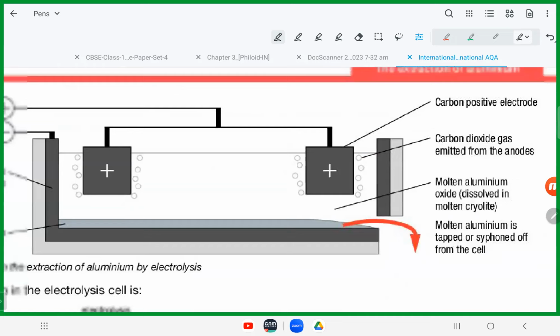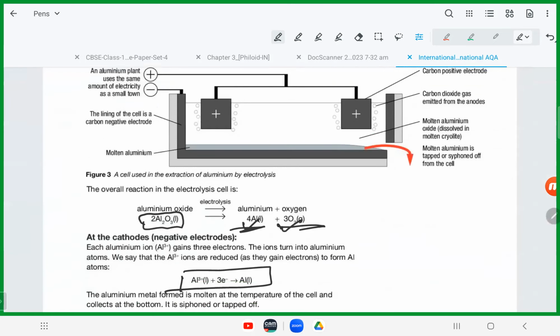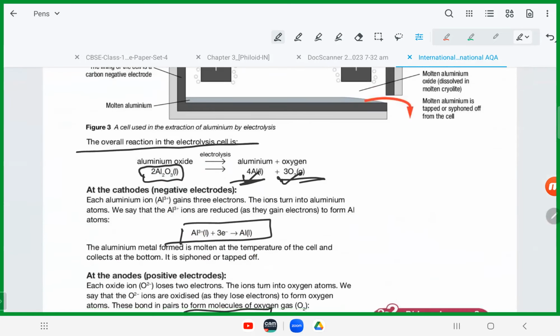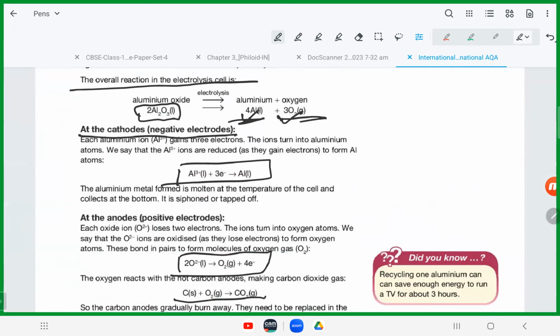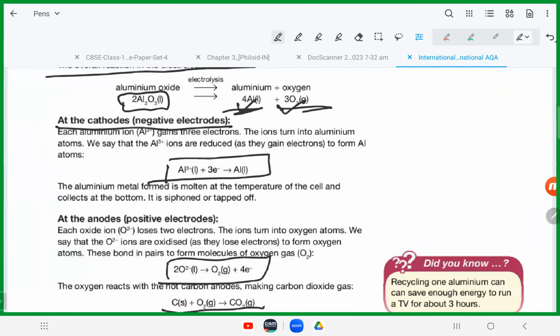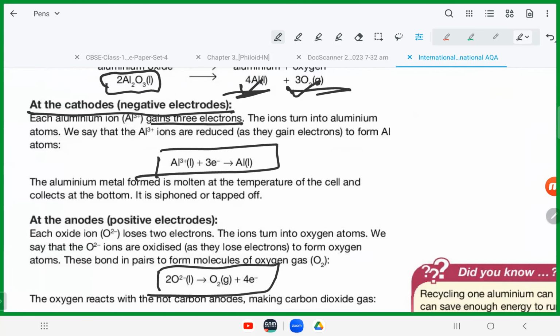The overall reaction in the electrolysis cell is what? Aluminum oxide is converting into aluminum and oxygen. At the cathode, the negative electrode, each aluminum ion Al3+ gains 3 electrons. So each aluminum ion takes 3 electrons. For 2 Al3+, how many electrons are required? 6 electrons, so it converts into 2 Al. Are you getting this one?